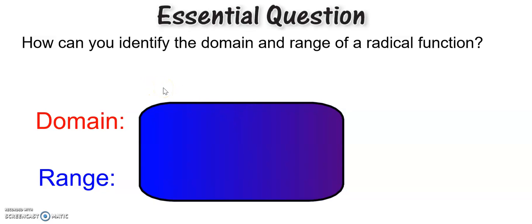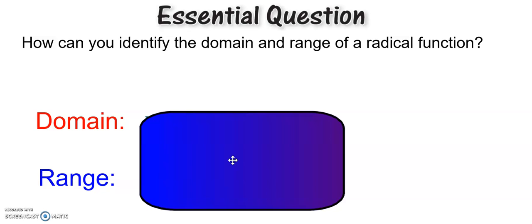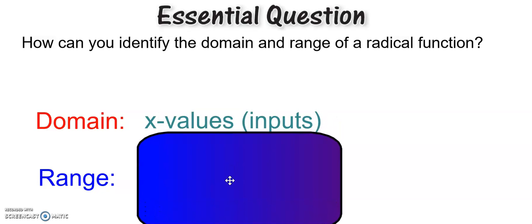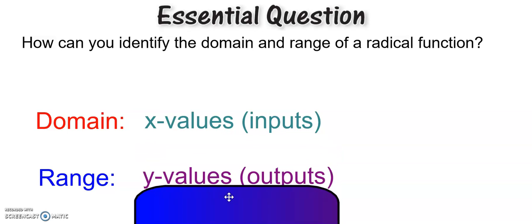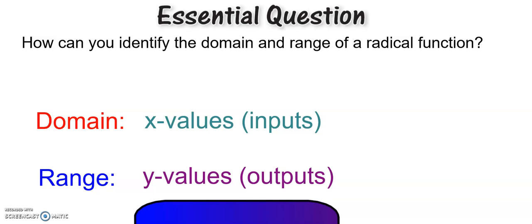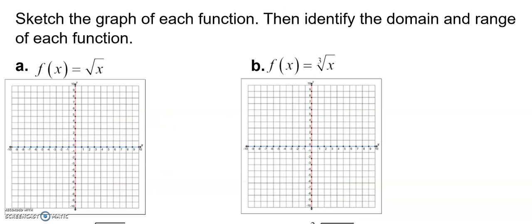So before we do that, we need to recall domain and range. So what is domain and what is range? Remember? Remember, domain is the x values or the inputs, right? Because it doesn't always have to be x. It's whatever the input is to the function. And therefore, range then is the y values or the output. Great job. I knew you'd remember that.